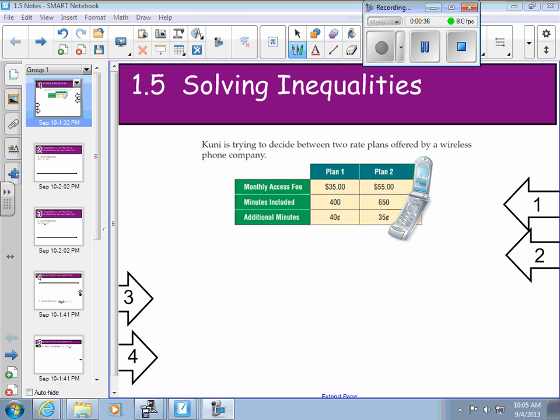Plan 2, you get for $55 a month. You get 650 minutes, so a little bit more minutes included in that one. Additional minutes cost 35 cents a piece. All right, they ask us some questions now involving this information.